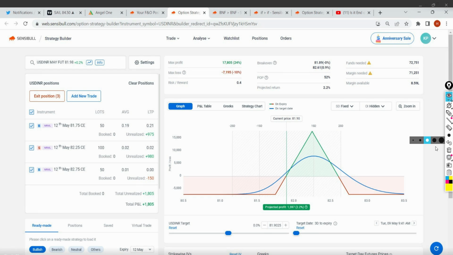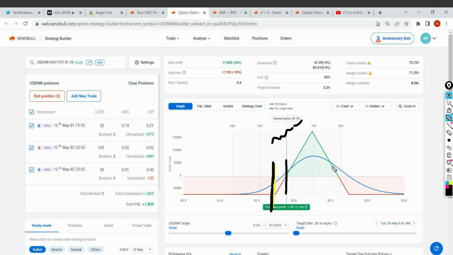Maybe the market was standing somewhere here, so I might have deployed this butterfly. This is a call directional butterfly. My view was bullish, guys. That's the reason the market was standing here. My profit starts from here, till this green zone. So I have deployed intentionally a call butterfly.